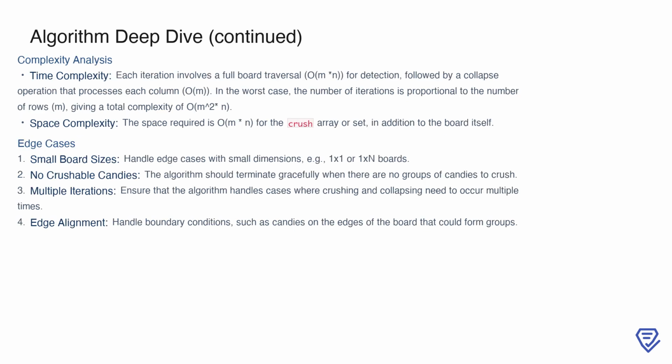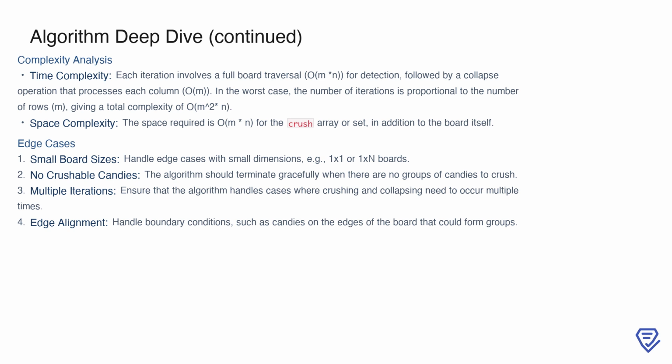Analyzing this algorithm reveals important details about its performance. The time complexity is primarily determined by the iterative process. Each iteration involves a full traversal of the board for detecting candies to crush, which is O(m*n), followed by collapsing the board column by column, which is O(m) for each column. Since there are n columns, the collapse step is also O(m*n) per iteration. In the worst case, the number of iterations is proportional to the number of rows, m, yielding an overall time complexity of O(m²*n). The space complexity is dominated by the storage required for the crush array or set, which is O(m*n), in addition to the board itself.